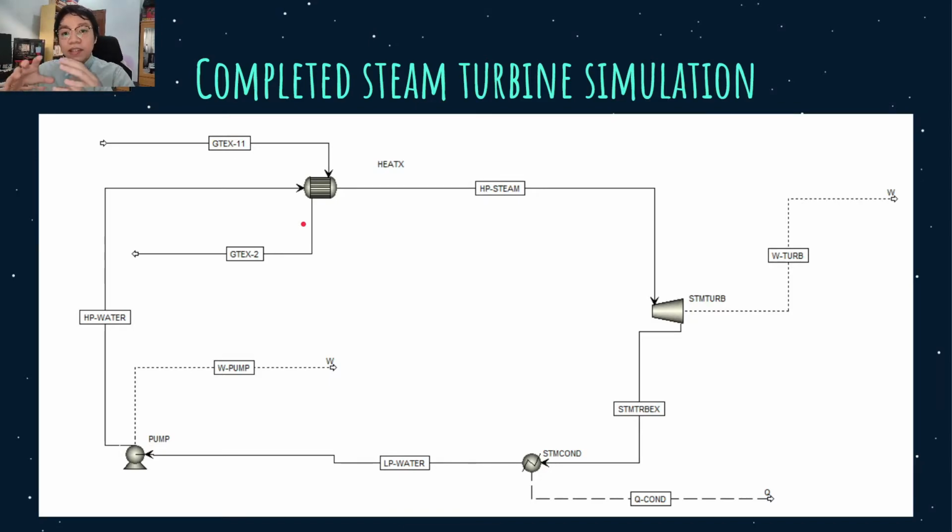So on this slide, we see the completed steam turbine simulation. Now, we haven't let Aspen run the simulation yet because our heat exchanger still doesn't know what our gas turbine exhaust 1 is or what the properties of gas turbine exhaust 1 are. So we're going to define that as we consolidate both cycles.